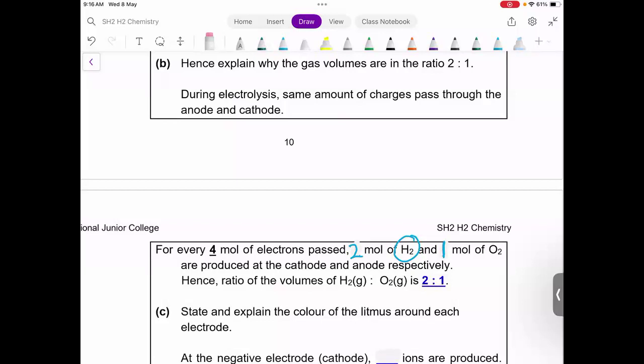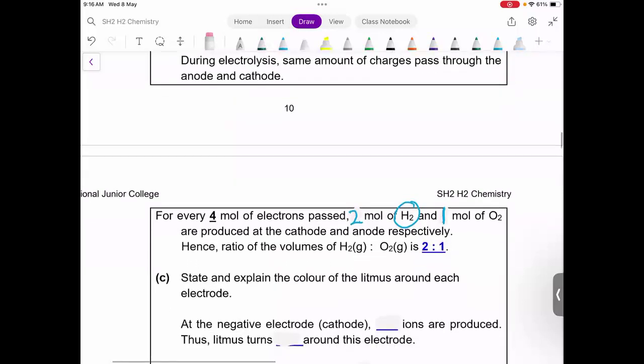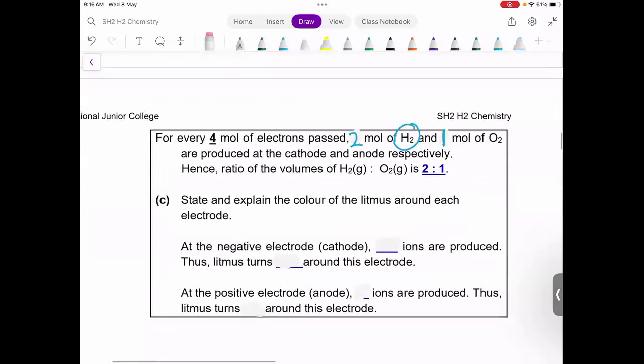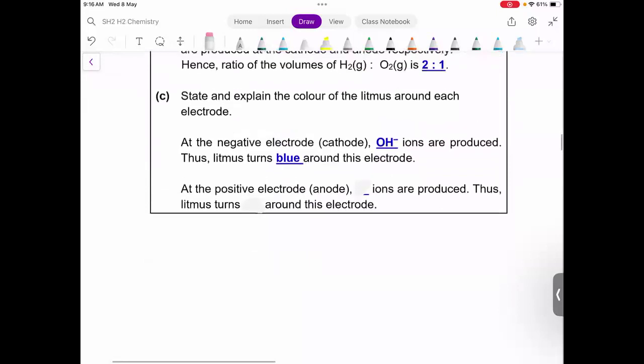Okay, quite straightforward, right? Then still explain the color of the litmus. So what's the color? At the negative electrode, what color do you expect? Blue. Why blue? Yeah, OH minus is produced. So water is reduced to OH minus. So therefore it makes the solution around there alkaline. Therefore litmus will turn blue. On the other hand, for your anode, H plus are produced. So this means that the litmus will turn red as a result.